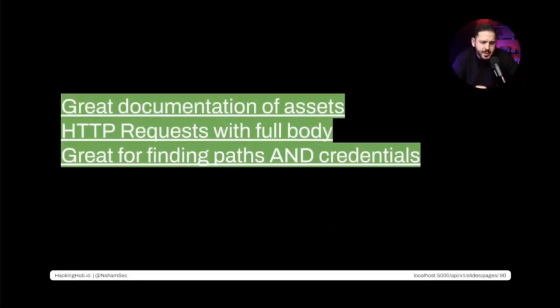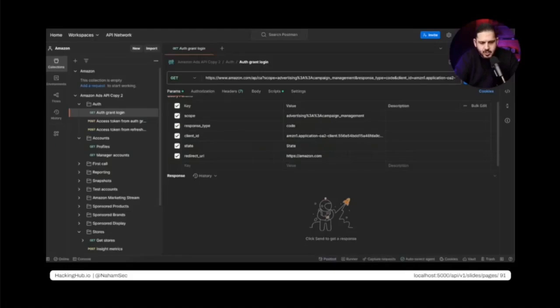So the cool thing about postman.com is that it is great for documentation of assets, like how does the API work, and sometimes it's not just provided by the companies, it's just people have documented it and put them there because they were working on a project or they were doing it for work or something like that. You sometimes get the entire HTTP request, and then it's great for finding paths and credentials, right?